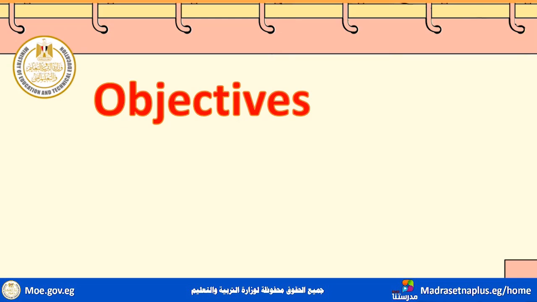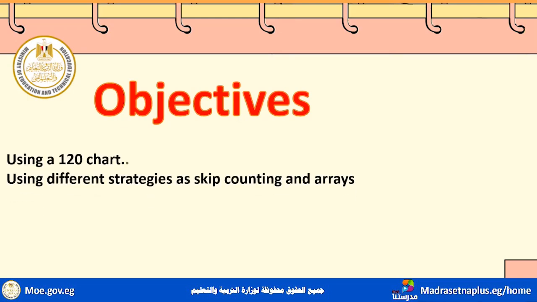By the end of this lesson, you should know how to use the 120 chart to get multiples of any number that you want. For example, if you want to get multiples of the number 2, you can jump by 2s. For 3, jump by 3s, and so on.